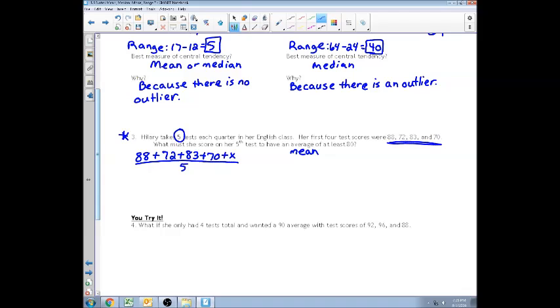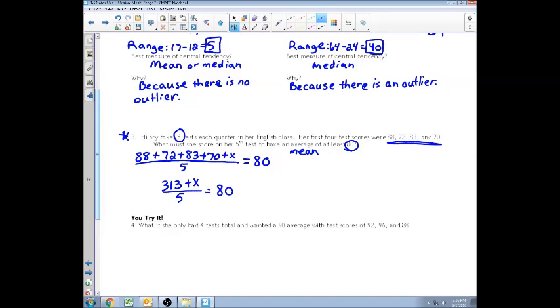Well, since I have a variable, I can't quite add that variable in together. So what I need to know is what percentage she is looking to have as her final average. So I'll set this all equal to that percentage, which is 80. She wants to have at least an 80. When I add up 88, 72, 83, and 70, I'll end up with 313 plus the last test, divided by 5, will still equal our 80.